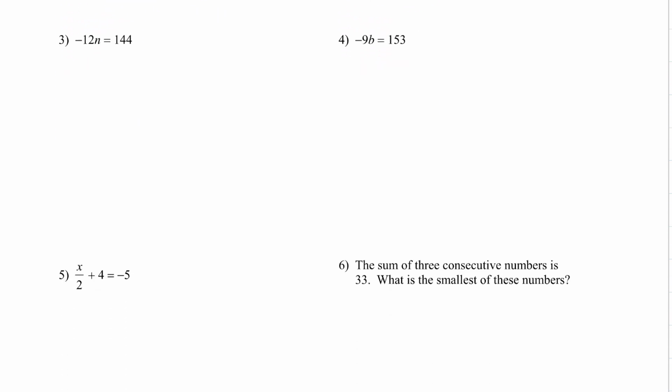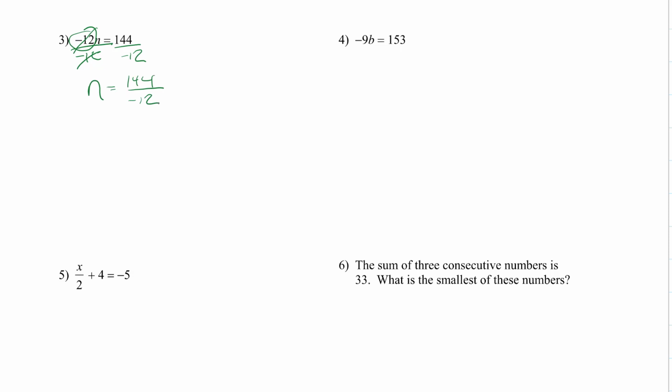Okay, next up I've got negative 12, and this is a times, remember? So we're multiplying here, which means I need to divide. I need to divide that by negative 12 because that's what I'm multiplying by right now. So this side I also have to divide by negative 12. These guys cancel, so I just get n back, and then it's going to be 144 divided by negative 12.